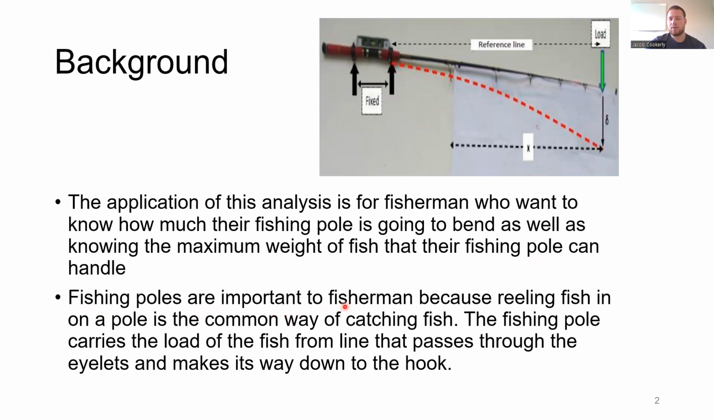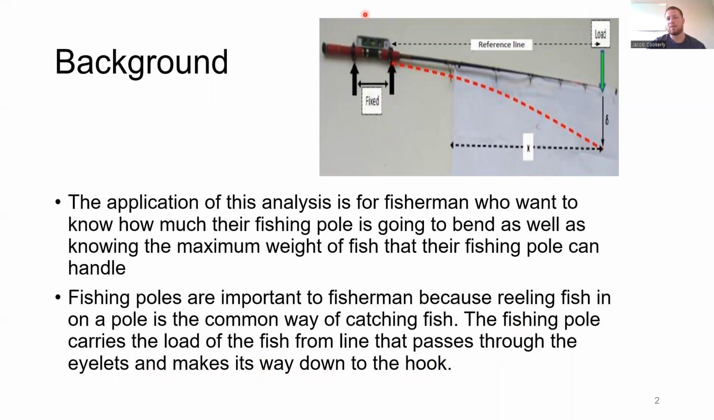Fishing poles are important to fishermen because reeling fish in on a pole is the common way of catching fish for sport fishing as well as commercial fishing and people that just do it for a hobby. The fishing pole carries the load of the fish from the line that passes through the eyelets and makes its way down to the hook.